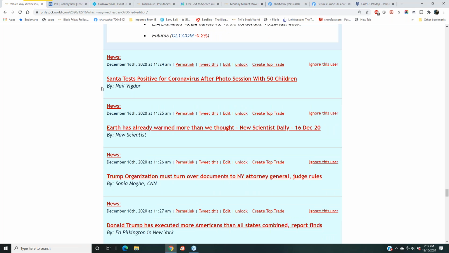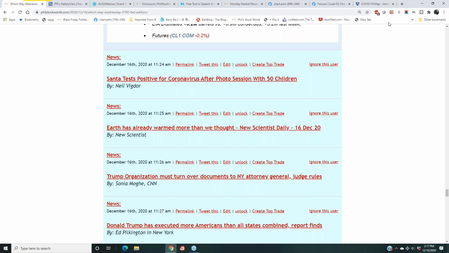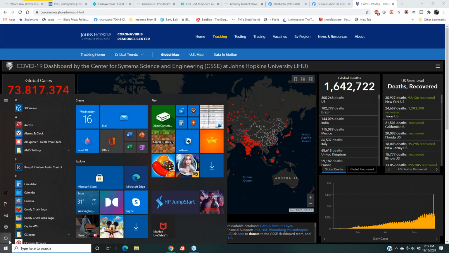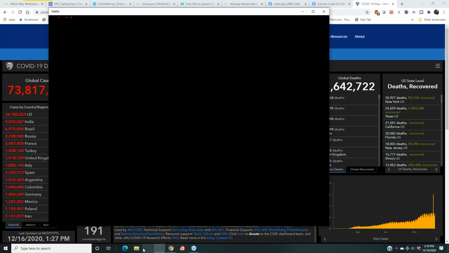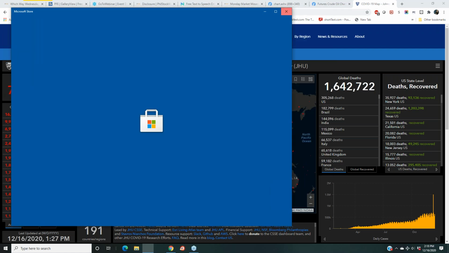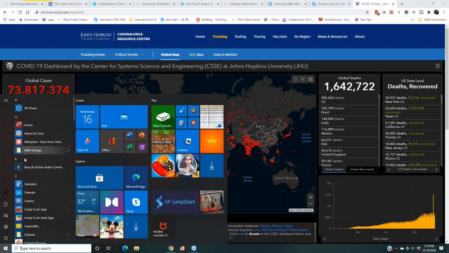Look at this. Santa tests positive for coronavirus after a photo session with 50 children. Oh, what are the odds? You know what the odds are? People say, oh, what are the odds, man? Here's the odds. You have a human being in a country of 300 million people. So let's do some math here. Oh, where's my calculator? That's not a calculator. That's not a calculator either. Don't I have a calculator? You bastards took my calculator.